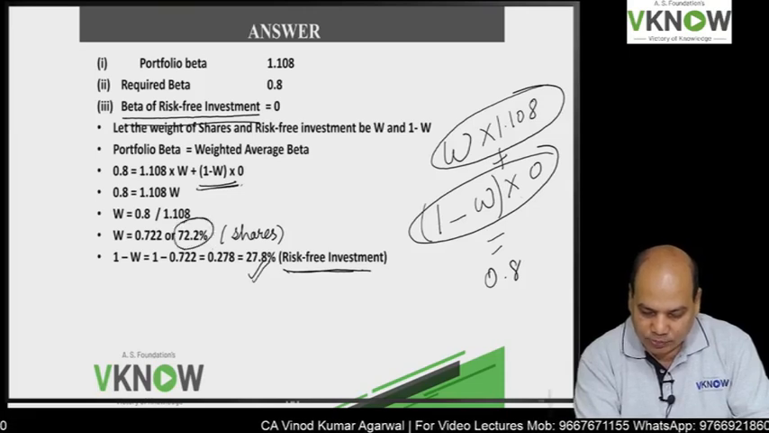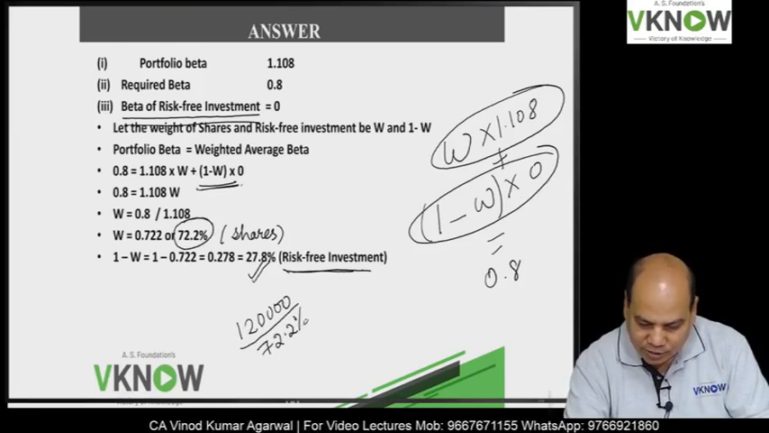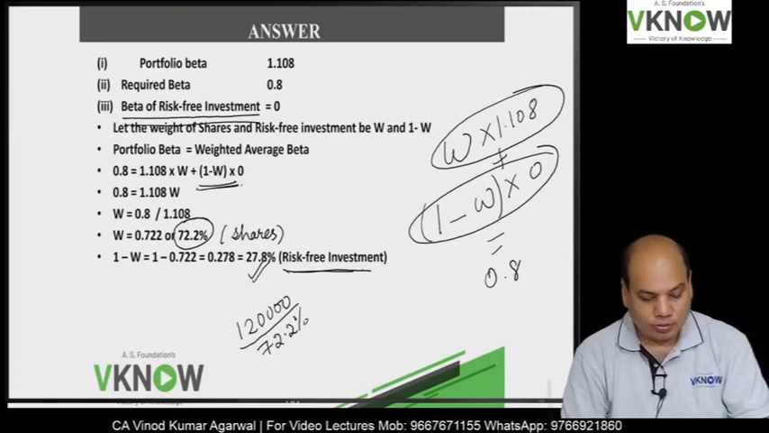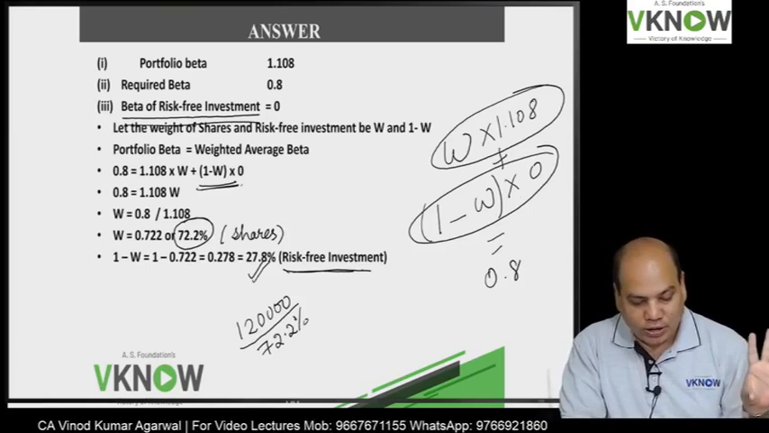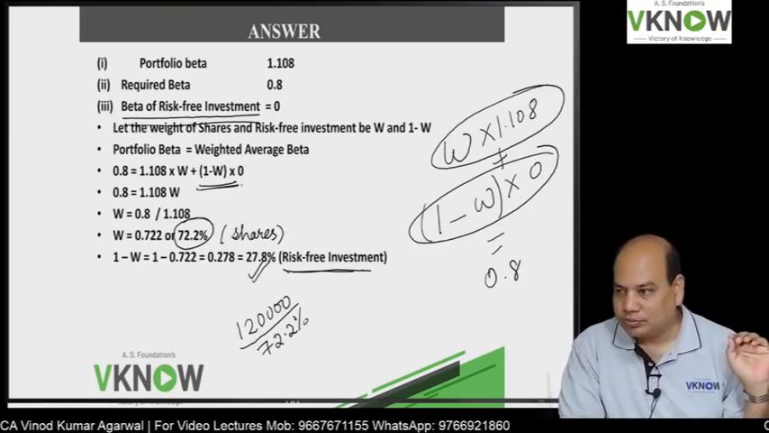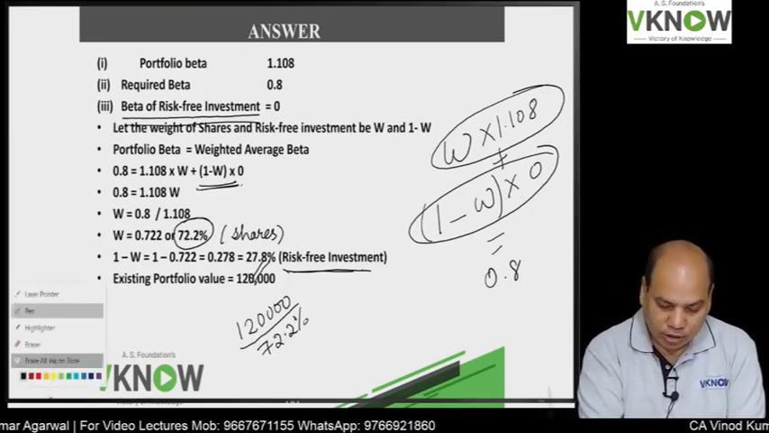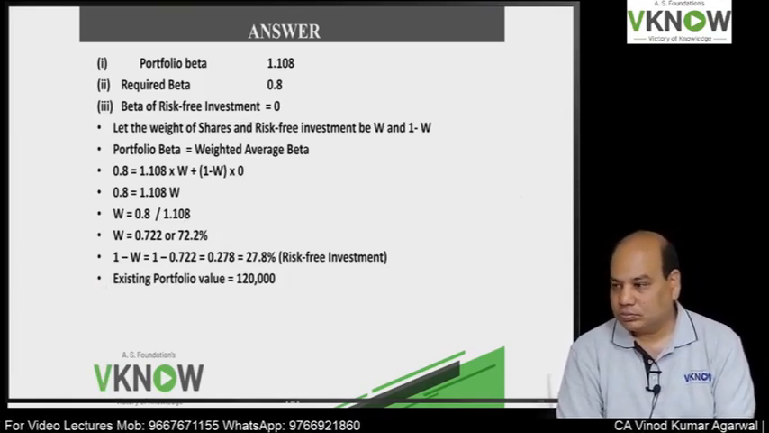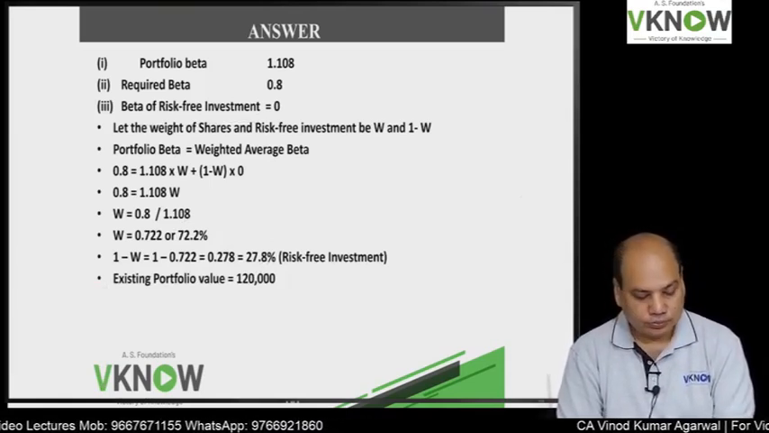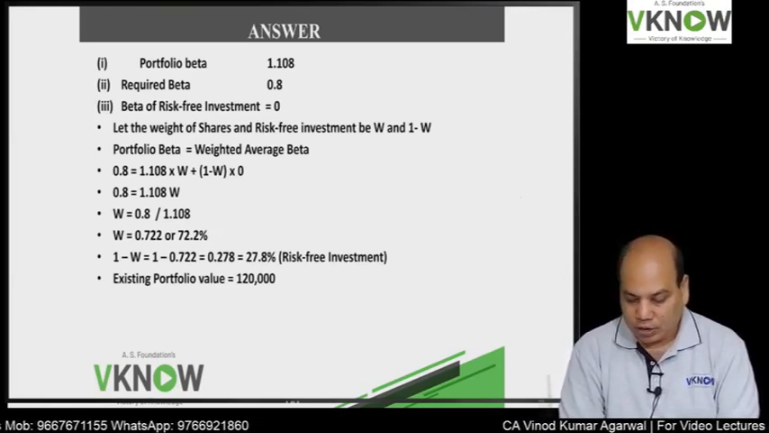Now the shares are 1,20,000. Shares will constitute 72.2% of the total portfolio. So I will get the total portfolio value now, and 27.8% of that portfolio will be risk-free investment. So write down below: existing portfolio value is 1,20,000.